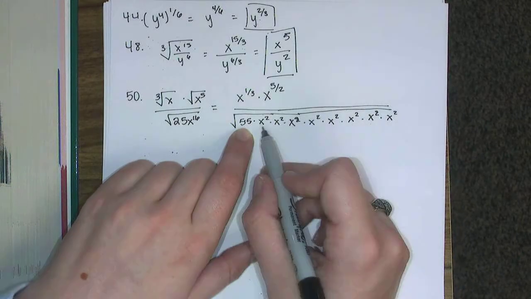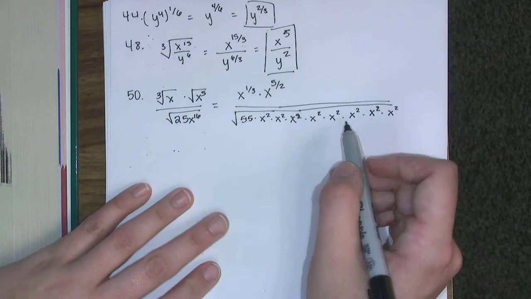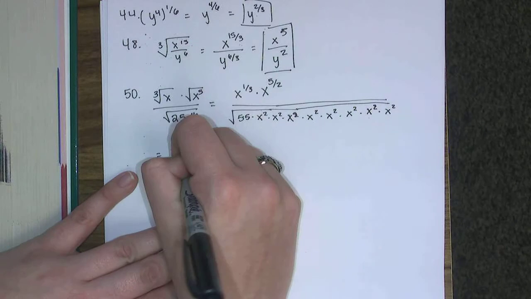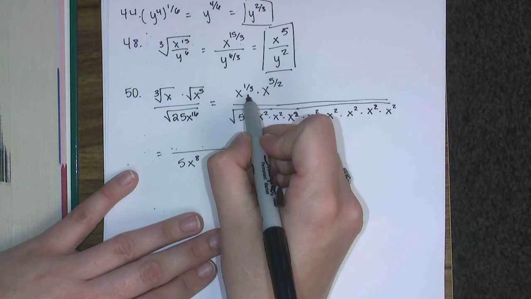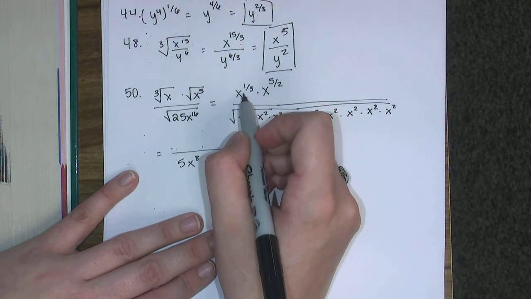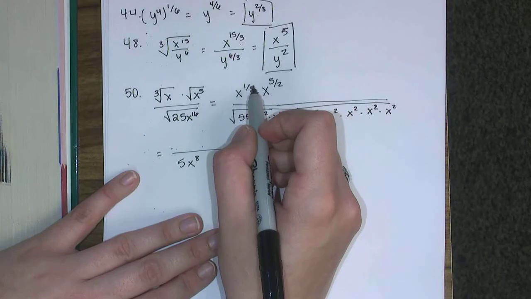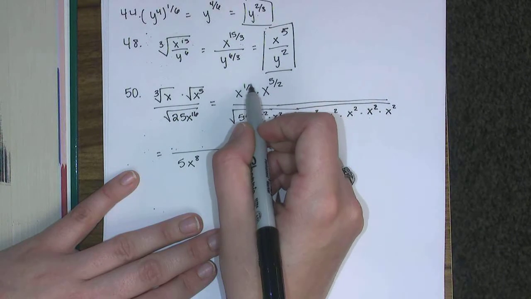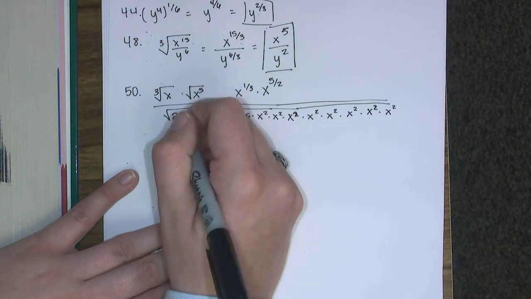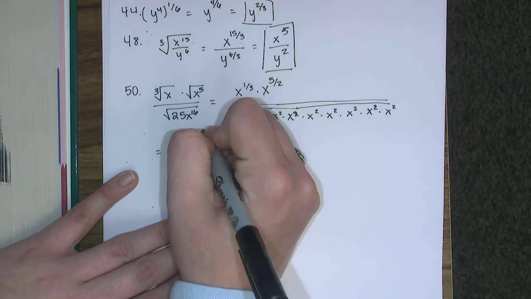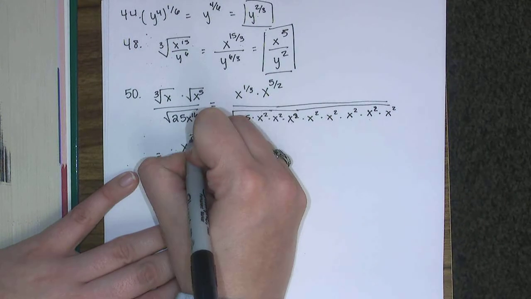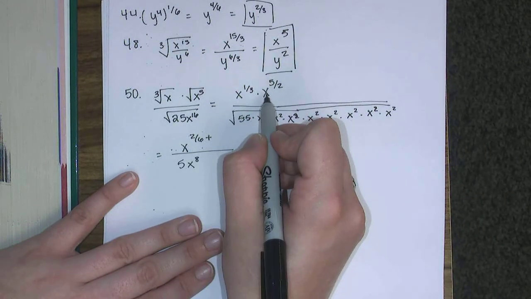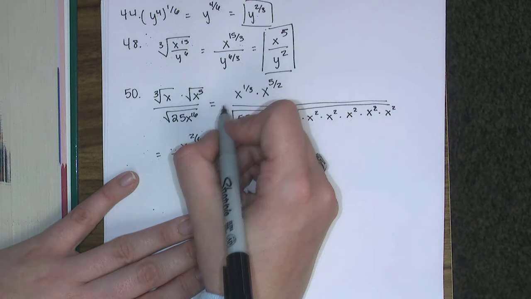Now on top, I have x to the 1/3 plus 5/2, so I need to multiply this one by 2 over 2. This is going to be x to the 2 over 6 plus, this one has to be multiplied by 3 over 3, that's going to be 15 over 6, which gives me x to the 17 over 6 on top, all over 5x to the 8th.